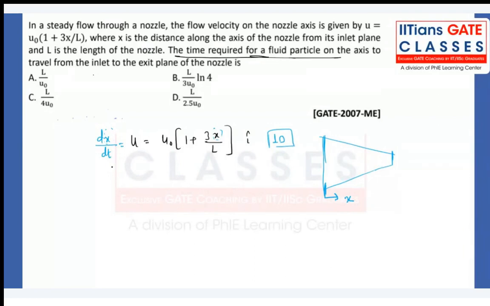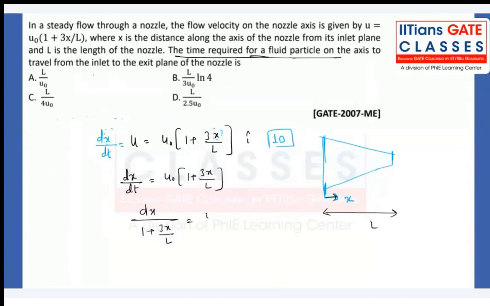dx by dt is given as u naught into (1 plus 3x by L), and the length of the nozzle is L, where x is varying from 0 to L. So dx divided by (1 plus 3x by L) u naught equals dt. We need to find the time to travel from 0 to L.